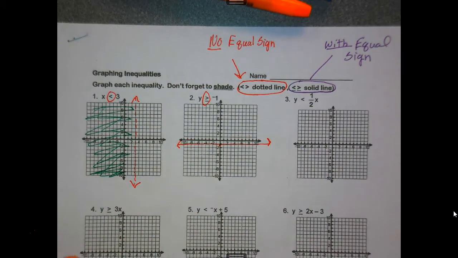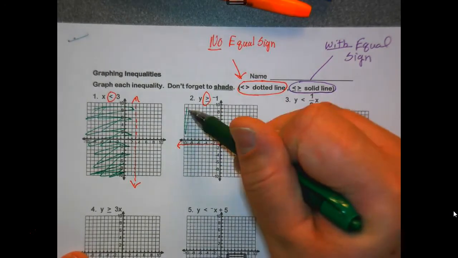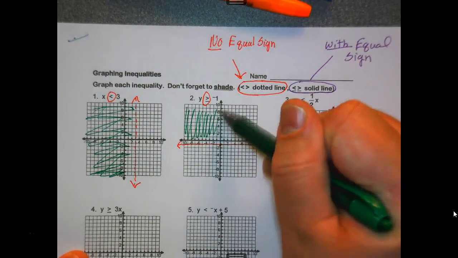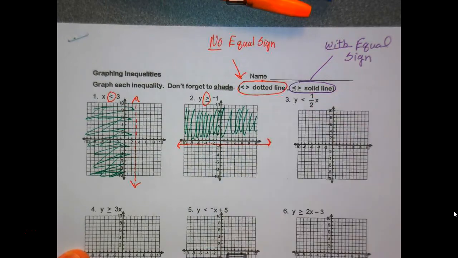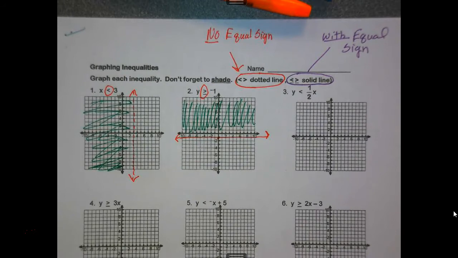Okay, the arrow's pointing that way, or greater than. This one you kind of have to think about a little bit. All of the y values are getting greater on top of the line. Okay.